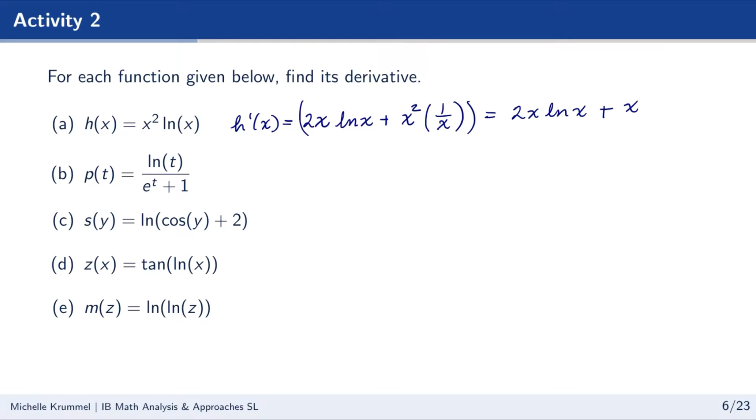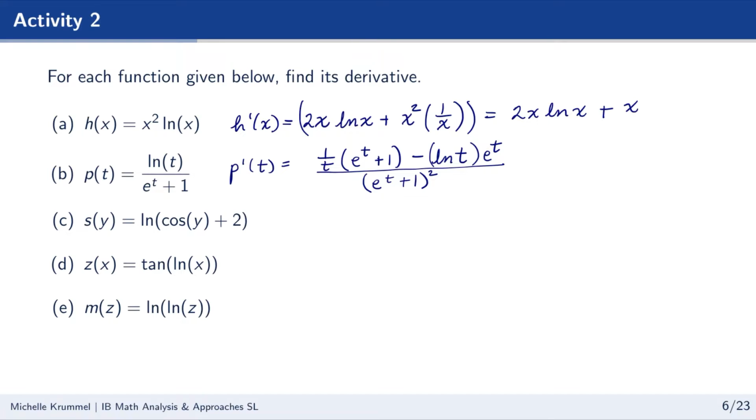Part B, p of t equals the natural log of t over the quantity e to the t plus 1. So here, we're going to use the quotient rule. We need the derivative of the top, which is 1 over t, times the bottom, minus the top, times the derivative of the bottom. The derivative of e to the t plus 1 is e to the t. All of that is divided by the bottom, e to the t plus 1 squared.